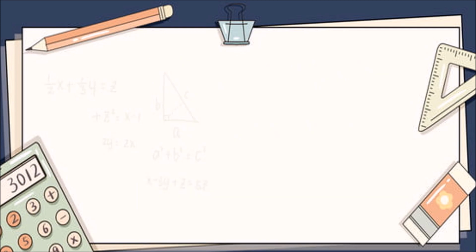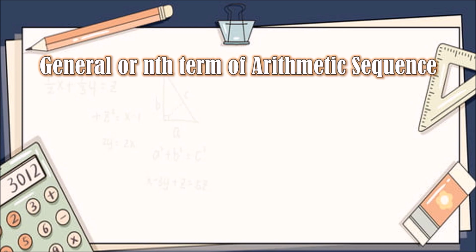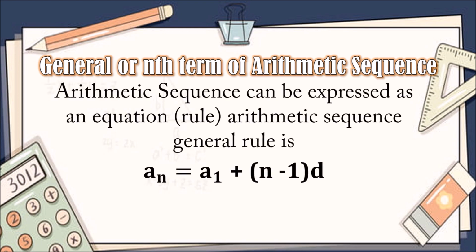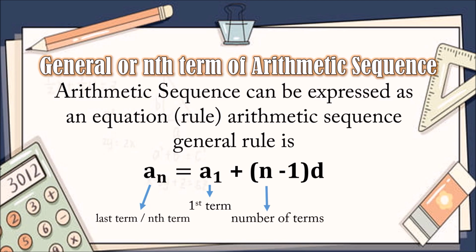Noong nakaraang module, napag-aralan na natin ang finding the general term. Ngayon naman, pag-uusapan natin ang general or nth term of arithmetic sequence. Arithmetic sequence can be expressed as an equation or rule. Arithmetic sequence general rule is a of n is equal to a of 1 plus open parenthesis n minus 1 close parenthesis d, which a of n is the last term or the nth term, a of 1 is the first term, n is the number of terms, and d is the common difference.